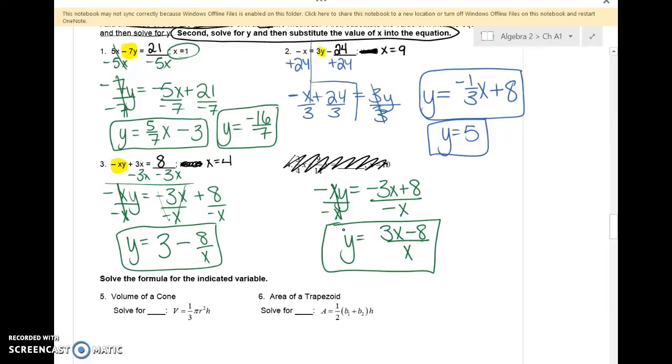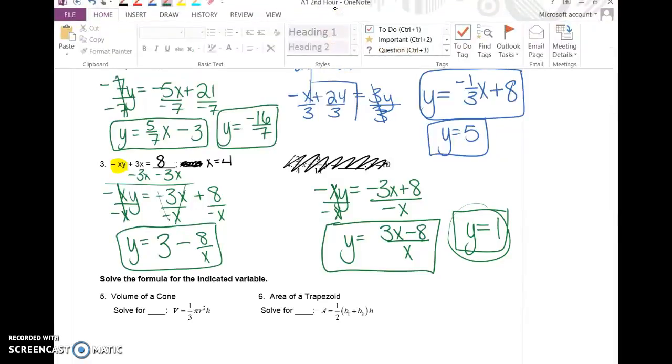Now we need to plug in x equals 4. So take a minute and plug in x equals 4 and see what you get. Did you get y equals 1? Yes. All right. Next, we are going to actually solve formulas.